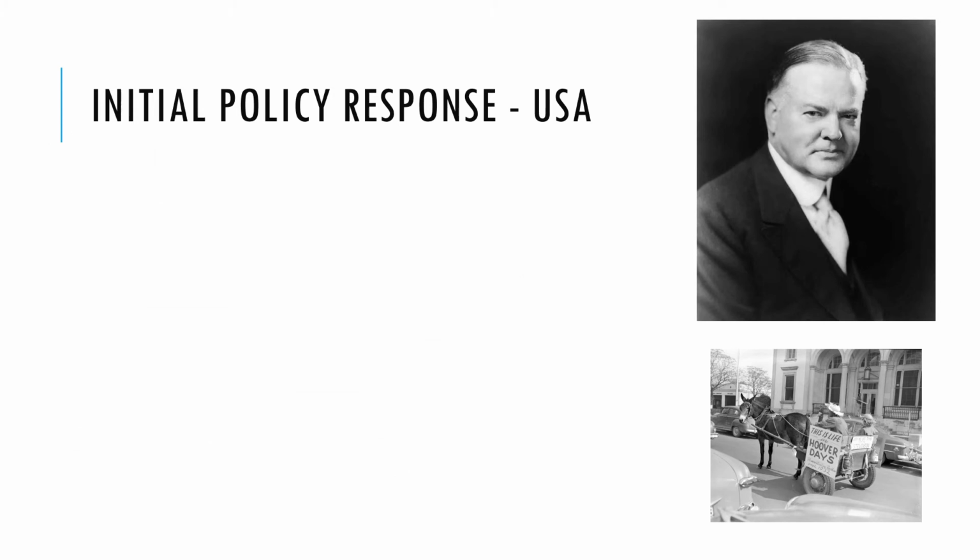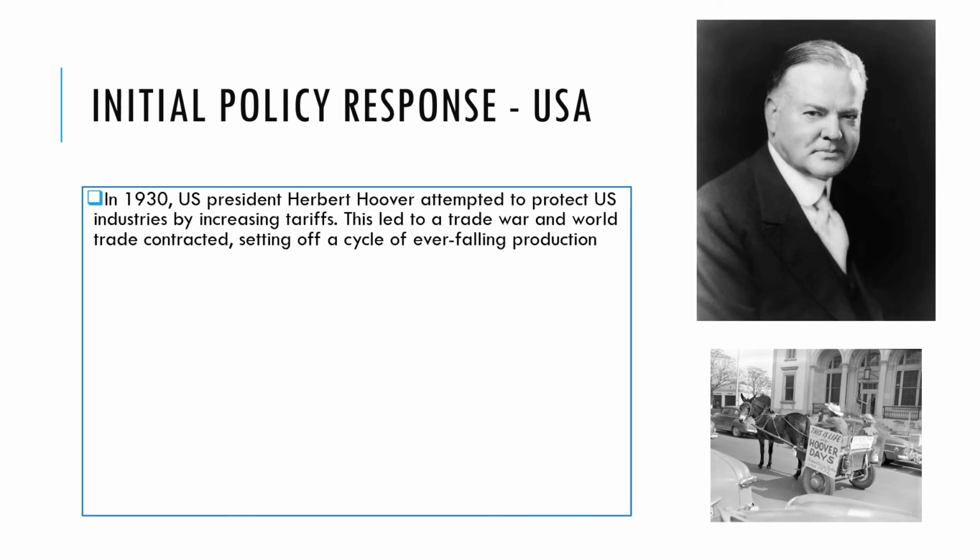Now, what drove this recession turn into depression was the policy responses from the government. So the USA's initial policy response to deal with this recession was the following. So they introduced tariffs to try and protect the industry. So tariffs are taxes on imports, and to try and protect domestic jobs, they tried to reduce the amount of imports into the USA, but this led to a trade war and world trade contracted, setting off a cycle of falling production.